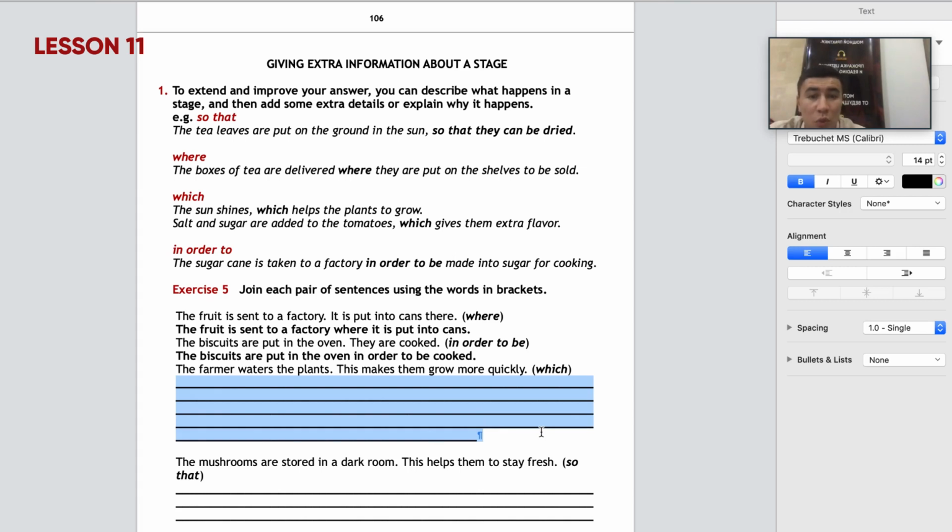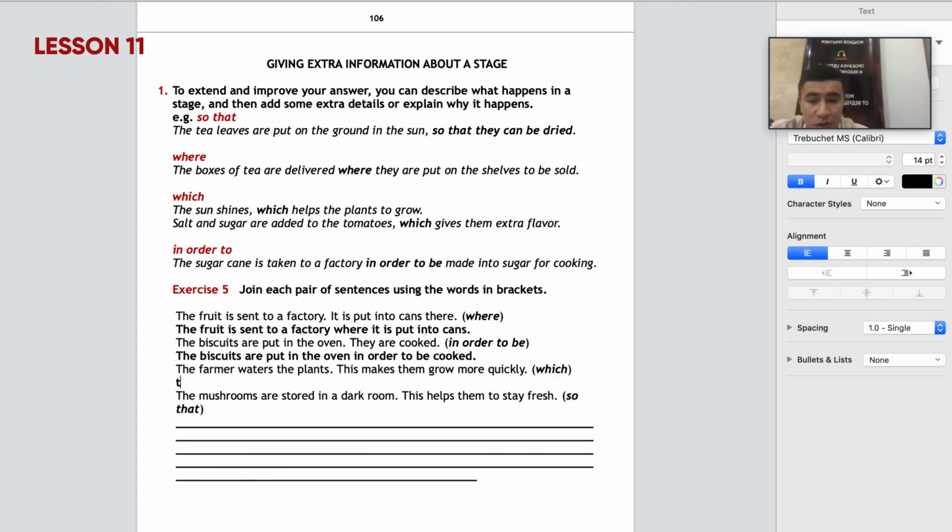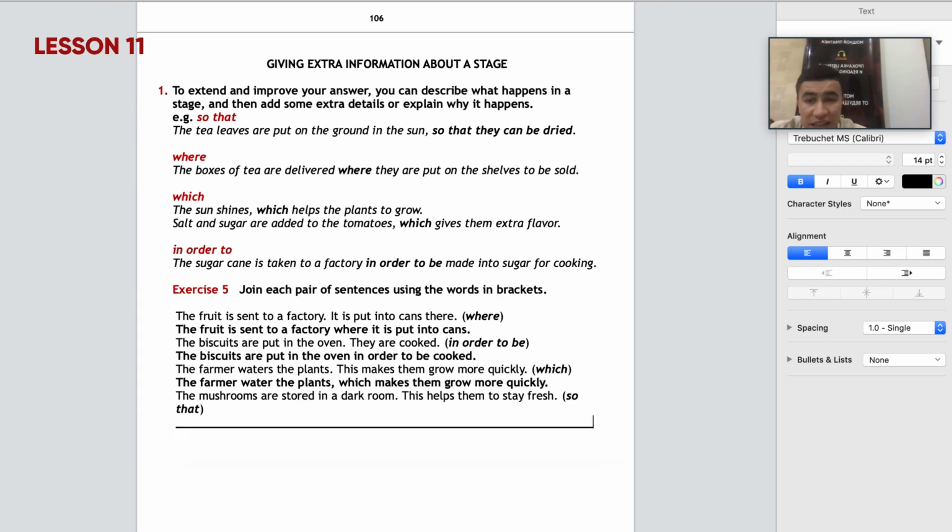Okay, the farmer waters the plants. This makes them grow more quickly. The farmer waters the plants, which makes them grow more quickly. Okay, and of course we have that here.